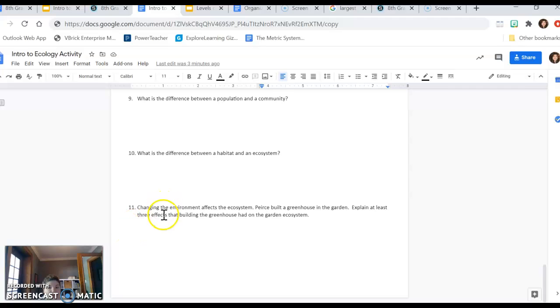Change in the environment effects of an ecosystem. So Pierce built a greenhouse in the garden. Explain at least 3 effects that the building of a greenhouse had on the garden ecosystem. So now looking a little bit at environmental influence. It's a little bit more of a challenge question, so let your instructor know if you have any other questions when completing the garden activity.